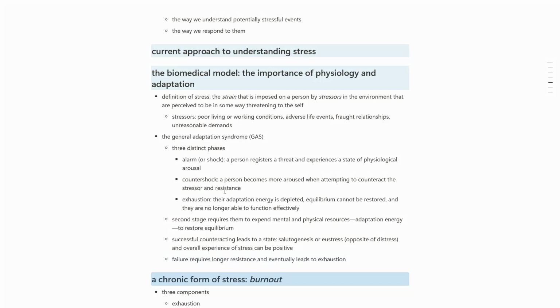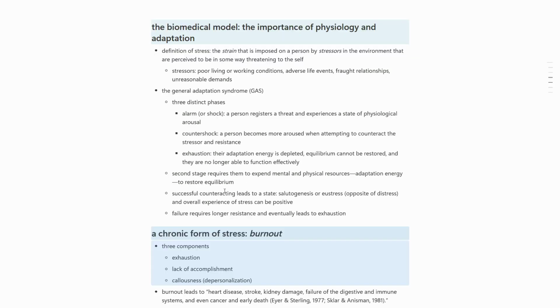And when the counter shock phase is too long, or when you cannot take a rest and your exhaustion state is so long, you may develop burnout, a chronic form of stress. And there are three components in burnout. One of them is exhaustion, another is lack of accomplishment, and the other one is closeness or depersonalization. This depersonalization is different from what I mentioned in self-categorization theory. This closeness is more like a lack of emotions. Basically, you cannot feel anything. You cannot feel joy. You cannot feel sadness.